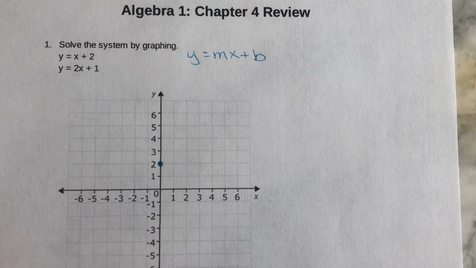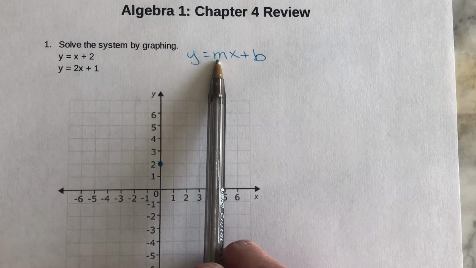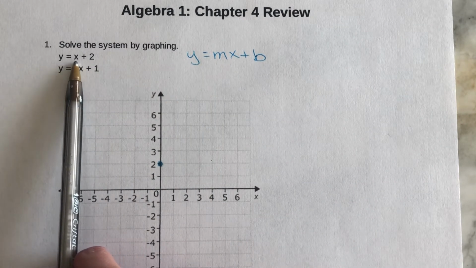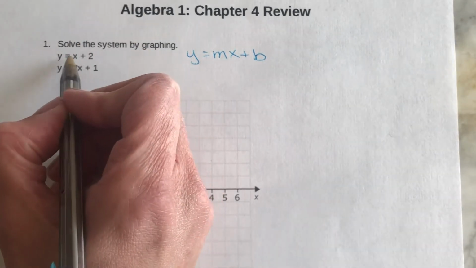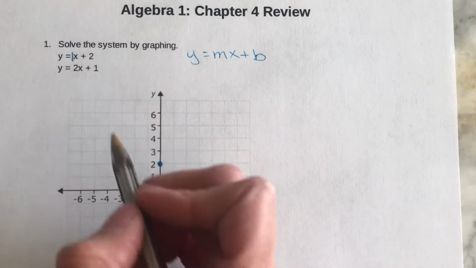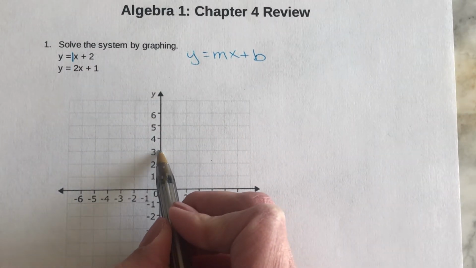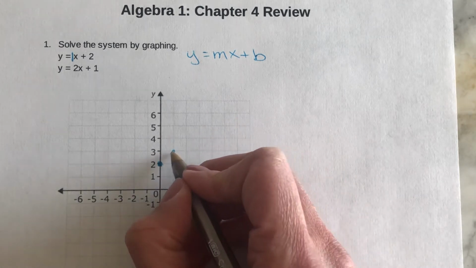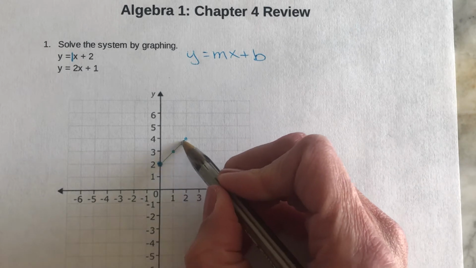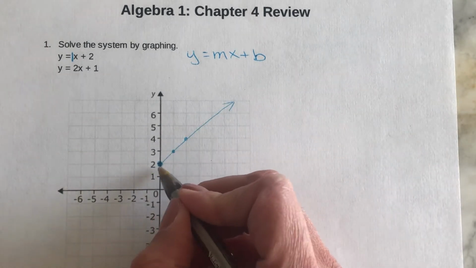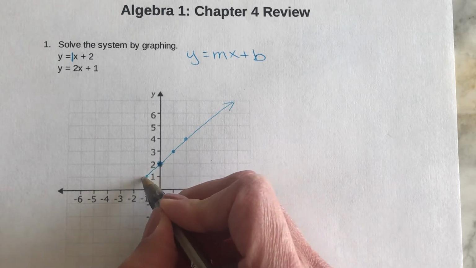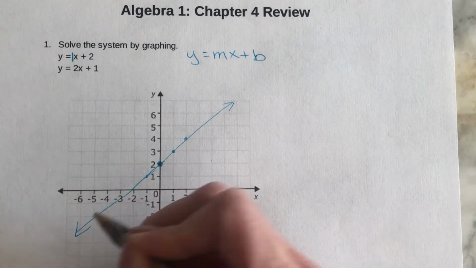All right, and now we're going to find the slope. The slope is the m. So our slope for this equation is whatever's in front of the x. There's nothing there, so we understand it to be 1. So our slope is going to be 1 over 1. Up 1, and then to the right 1. Up 1, to the right 1. And then that will give us our straight line. I'm going to go backwards here, down and left, so I can complete my line.